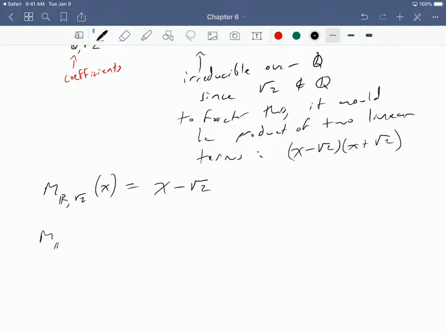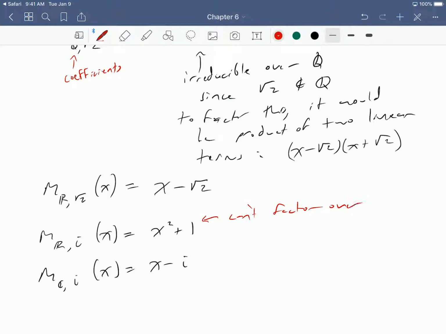So the minimal polynomial over R of i, where i squared is -1, i is the square root of -1. If I want to use real coefficients and I want i to be a root, the best I can do is x squared plus 1. So it's a degree 2 polynomial, and it's monic. If I allow myself to have complex coefficients, then I can use x minus i as my minimal polynomial. So again, the idea here is I know this is minimal because I can't factor over R.